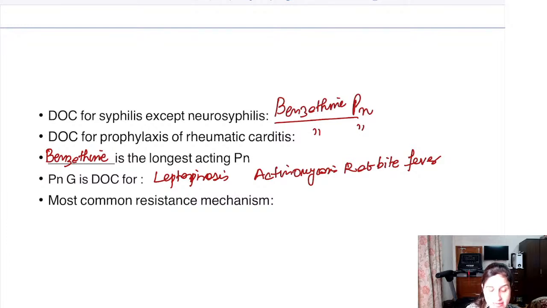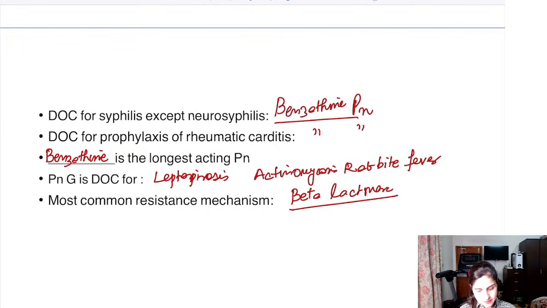And the most common resistance mechanism is beta lactamase resistance. So beta lactamase resistance is the most common mechanism seen with penicillin. These are some important points. Benzathine penicillin is important for prophylaxis. Penicillinase enzyme, beta lactamase, more common is beta lactamase. You can use the other ones also, but if asked for the most common, this is your beta lactamase.